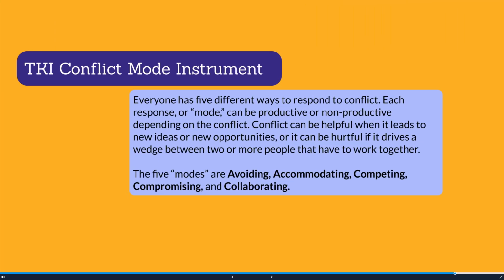Conflict, TKI. Everyone has 5 different ways to respond to conflict. Each response, or mode, can be productive or non-productive, depending on the conflict. Conflict can be helpful when it leads to new ideas or new opportunities, or it can be hurtful if it drives a wedge between 2 or more people that have to work together. The 5 modes are avoiding, accommodating, competing, compromising, and collaborating.